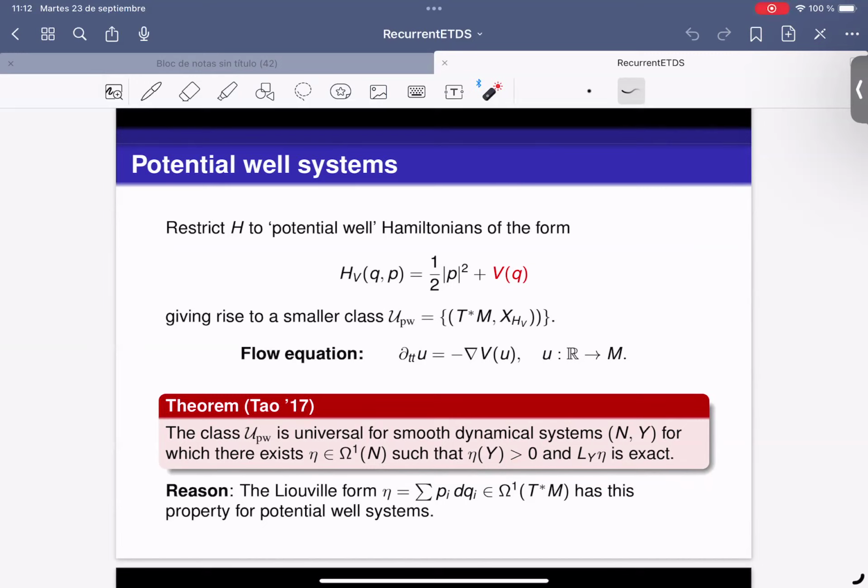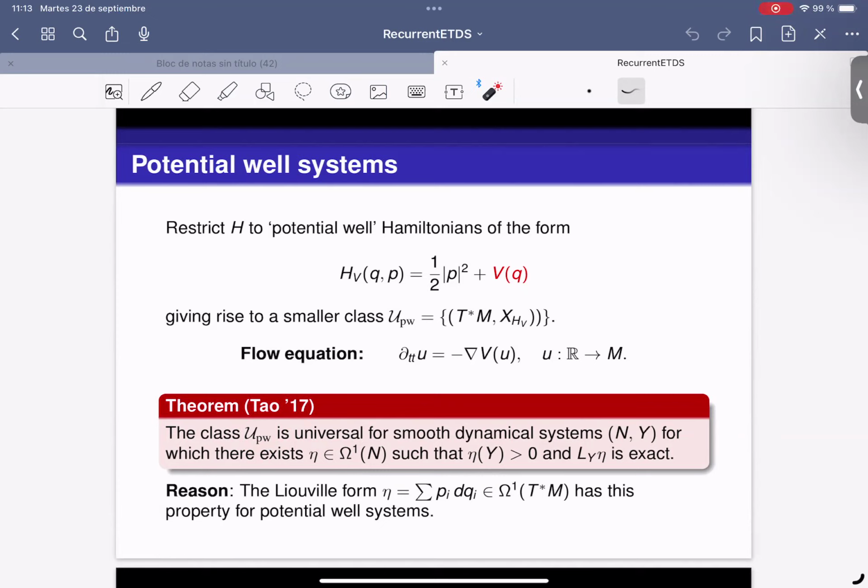Obviously, you cannot expect to be able to reach all the smooth dynamical systems, because these systems are constrained to satisfy this property, because the Liouville form satisfies this property. Okay, but this is a very good result. It's universal. Newton's second law is universal for smooth vector fields with a certain positivity property. Good, but as I was saying, this is quite naive because it's just, okay, can I embed this system inside this system? Let's do something more interesting.